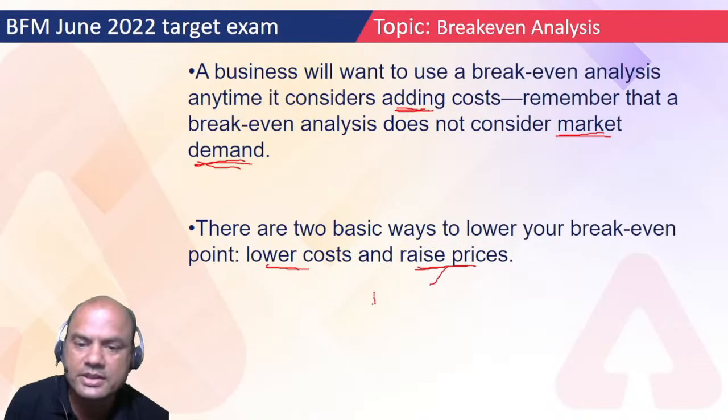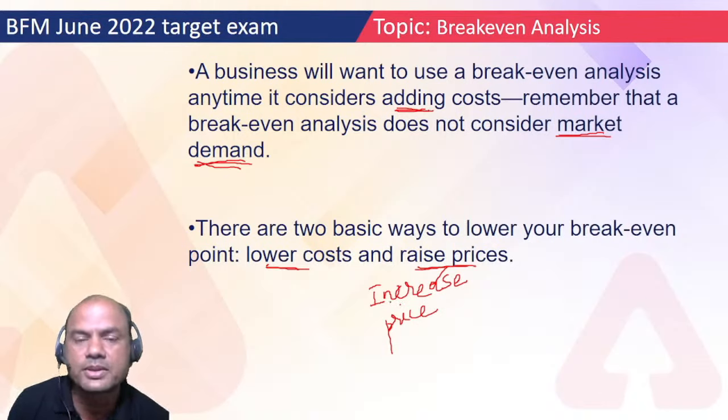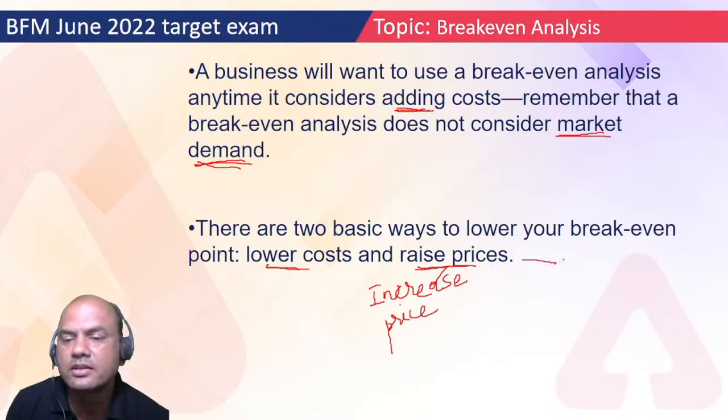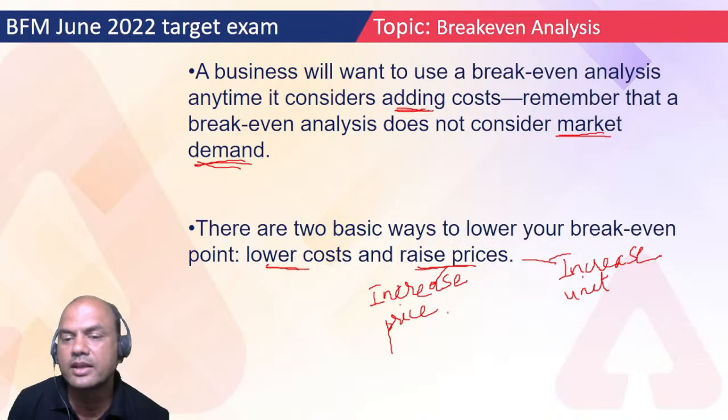Okay, increase prices, right? Price of my goods. If I'm selling it for 10 rupees, I'll sell it for 15 rupees, so 50% more I'll get. Or second is increase units. Units of sale means what? If I'm selling 100 units now, I'll sell 200 units, so my profit will be increased over here. Okay, so these are the two ways to lower the break even, either lower the cost or raise the prices or raise the sales. Okay, in either of these two ways.